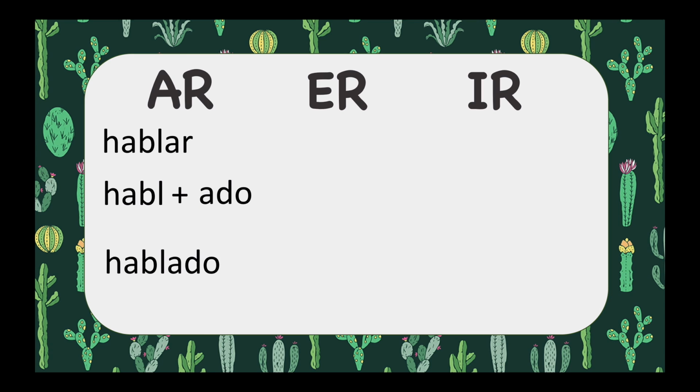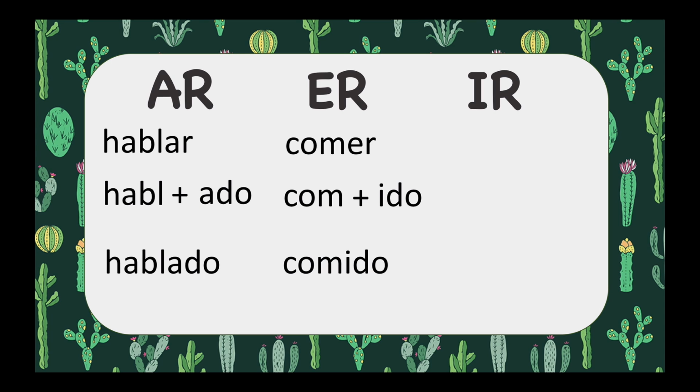Let's try an ER verb. Comer. Let me remove the ending. Comer means to eat. And now I'll add the new ending for the past participle. So our past participle is comido. Here we have vivir, which is, again, these are in the infinitive form, which is the natural state of the verb before it's conjugated. Vivir means to live. Now I'll remove the ending, and I'll add the new ending. And now we have vivido. This is the past participle.